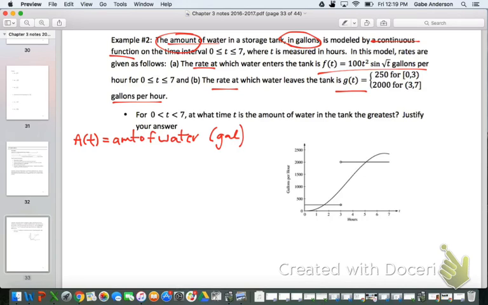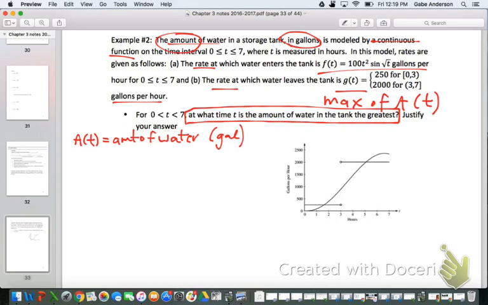Did you guys identify what this question is asking us to find? Yeah. So it says, at what time t is the amount of water the greatest? On the open interval there, so we're not including any endpoints, just an open interval. So when you see that wording, when is the amount of water the greatest? How do you interpret that? Like she said, it's a maximum. Yeah, so maximum amount of water. I'm going to put it like this. It is a maximum of A of t, because I've defined A of t to be the amount of water in the tank. So I'm trying to maximize A of t.